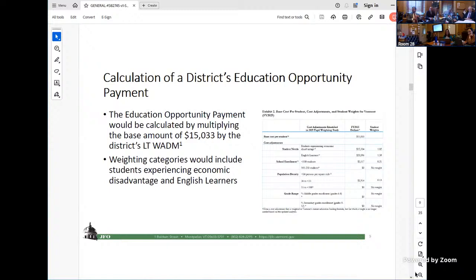So the way that the education opportunity payment would be calculated in the foundation formula is it would essentially take the base amount, which H454 from the House has as $15,033, and multiplies it by the district's long-term weighted average daily membership. That weighted average daily membership is essentially, on average, how many kids are in the school district, plus all of the weights that apply to each of those kids in the school district. This is a screenshot that I've included from the Dr. Colby memo that the House used for these numbers.